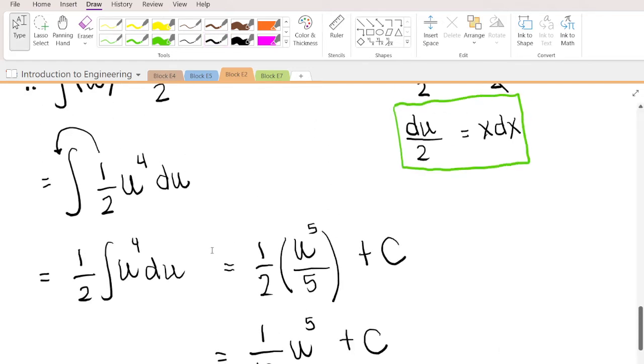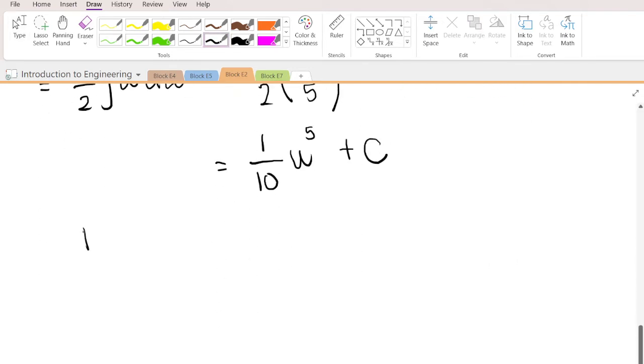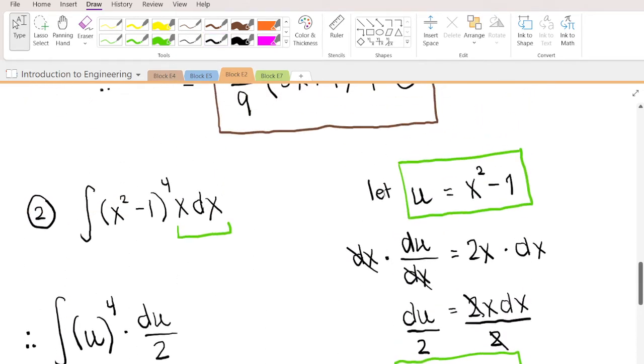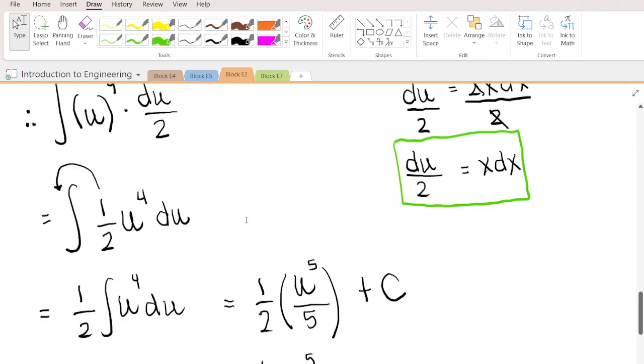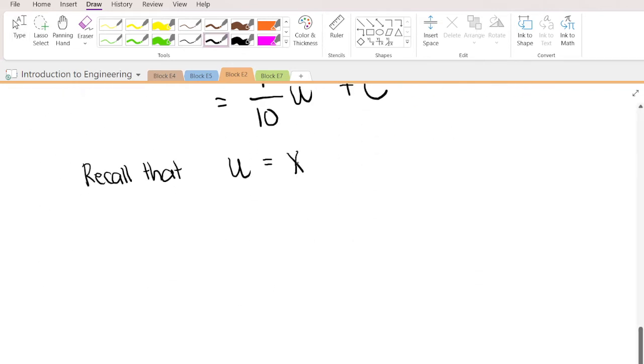So we're not done. We need to recall the meaning of u. Recall that u is equal to x squared minus 1.